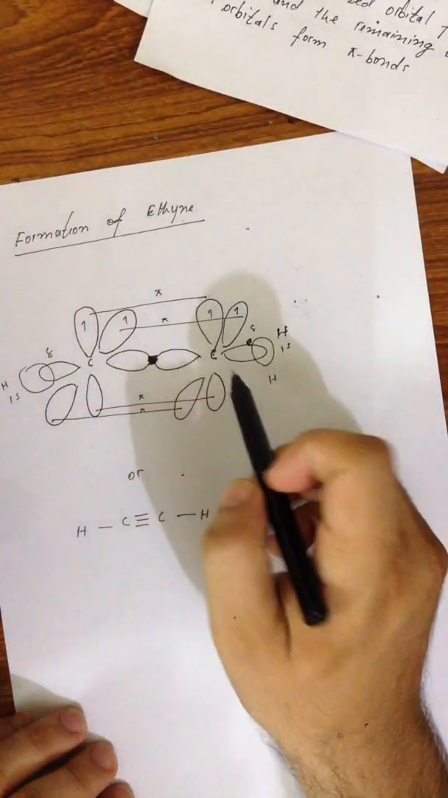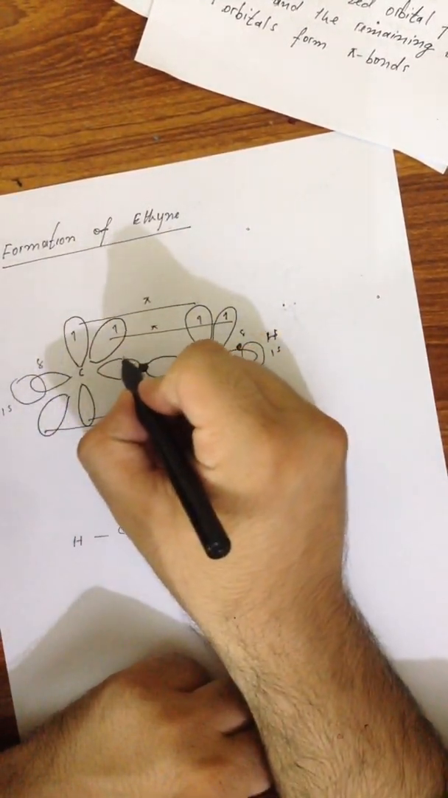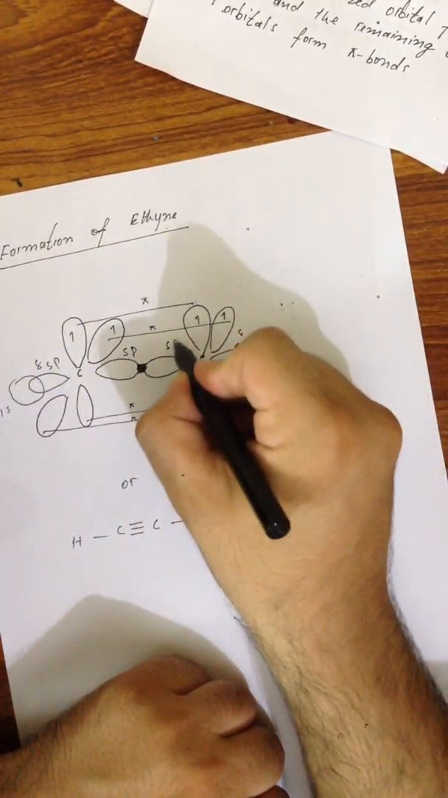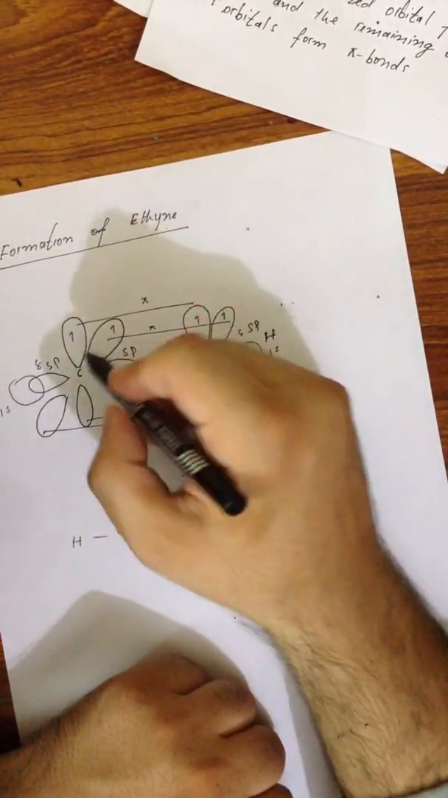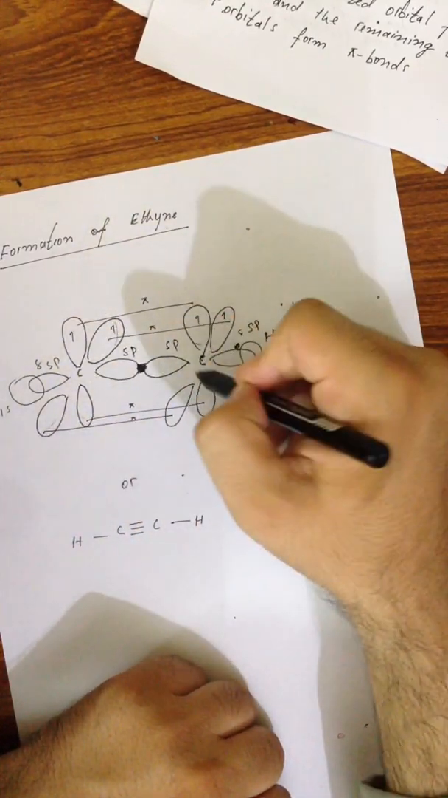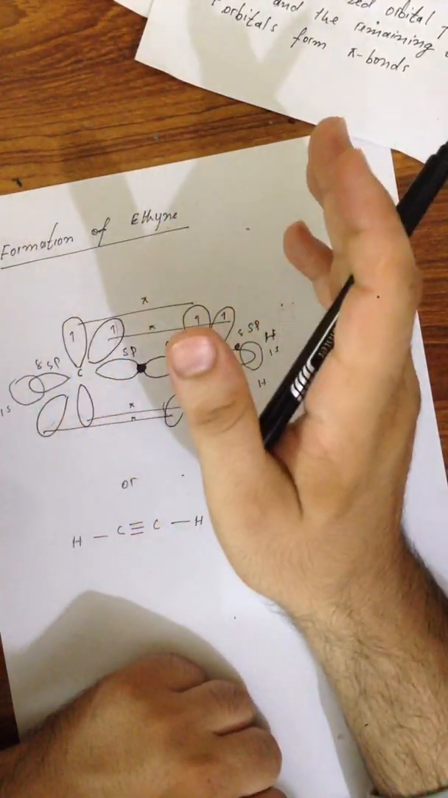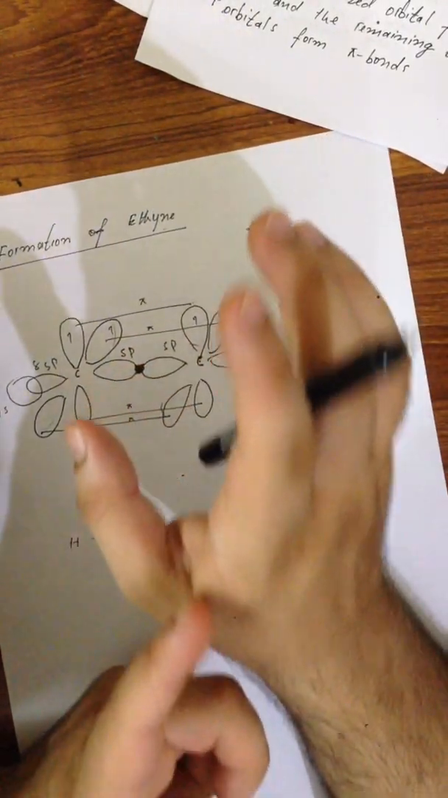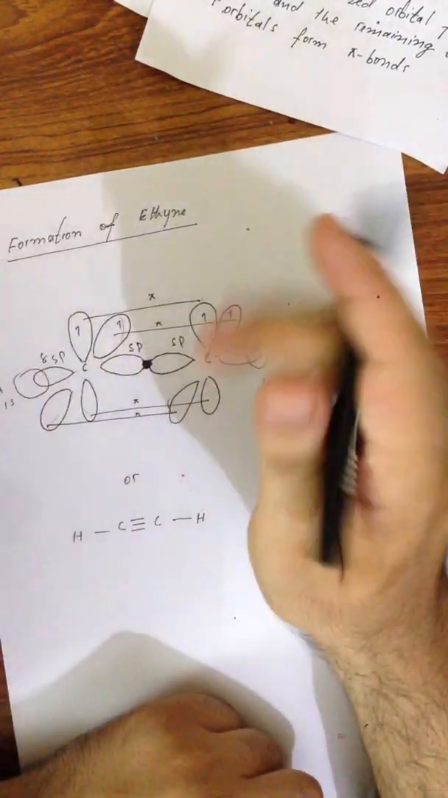This is how it happens. These two are the hybridized sp orbitals, and these two, this one and that one, are the unhybridized 2py and 2pz orbitals. These orbitals lie at an angle of 90 degrees to each other. They're perpendicular to each other.